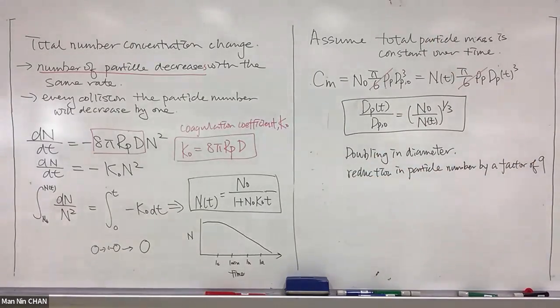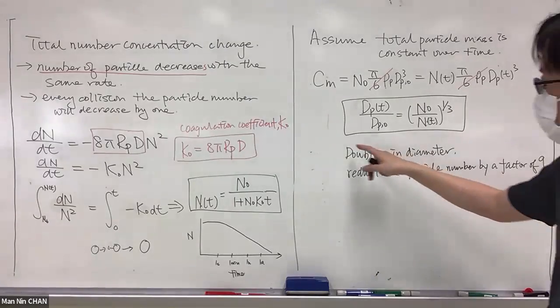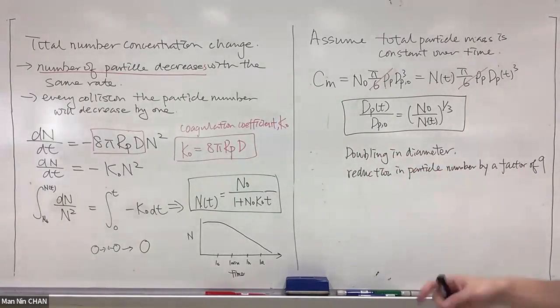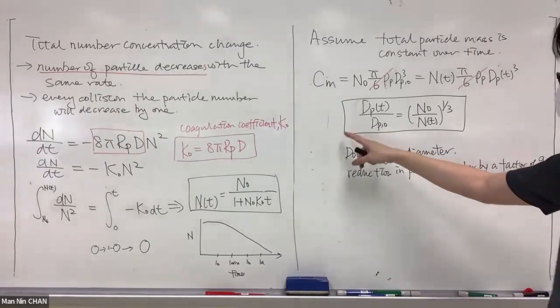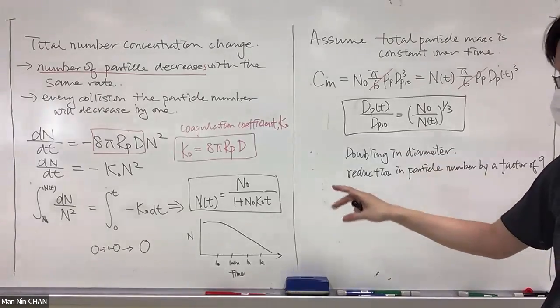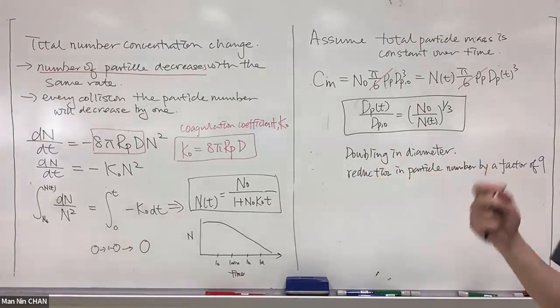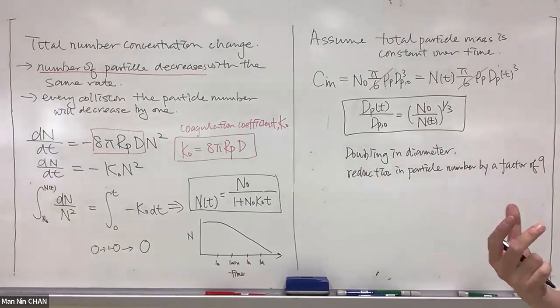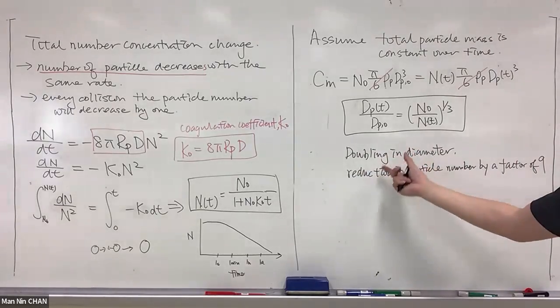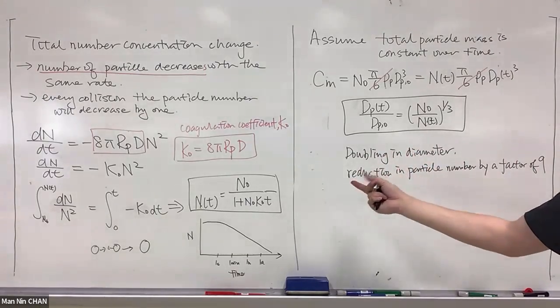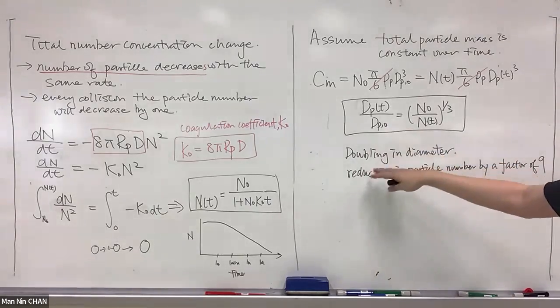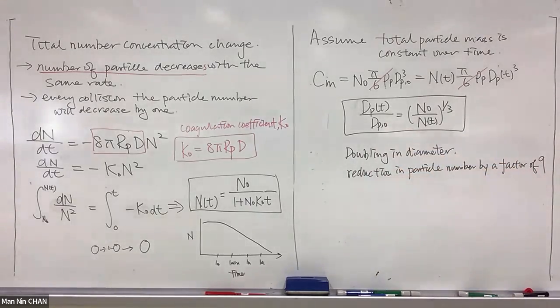Okay. But remember, in this analysis, we assume all the particles are at the same size. So therefore, you can see that to double the size, you need to have a further reduction in your particle number concentration, in case we want to increase the size. Does it make sense?